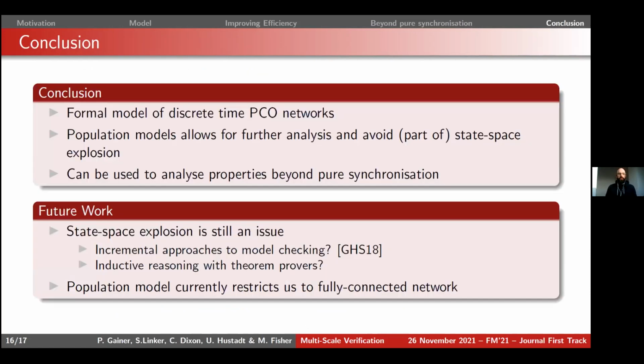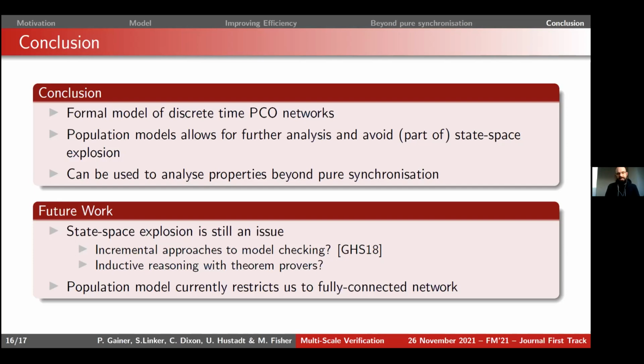Okay, so what I've shown you is that we can answer all of these research questions affirmatively. We can model these discrete time pulse-coupled oscillator networks as a discrete time Markov chain. And with a population model, we can further analyze the whole system and avoid some part of the state space explosion. And we can furthermore use that to analyze properties that go beyond the yes/no question: does the system synchronize, and what's the probability of that?